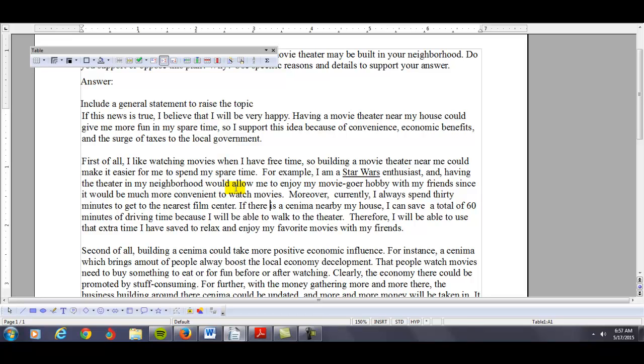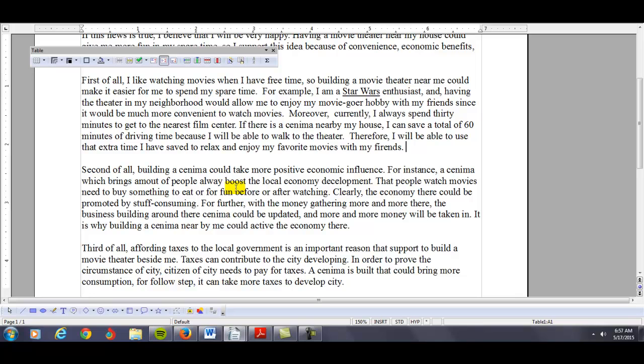If there is a cinema nearby, I can save a total of 60 minutes of driving because I will be able to walk to the theater. Therefore, I will be able to use that extra time I have saved to relax and enjoy my movie with my friends. So that's it.